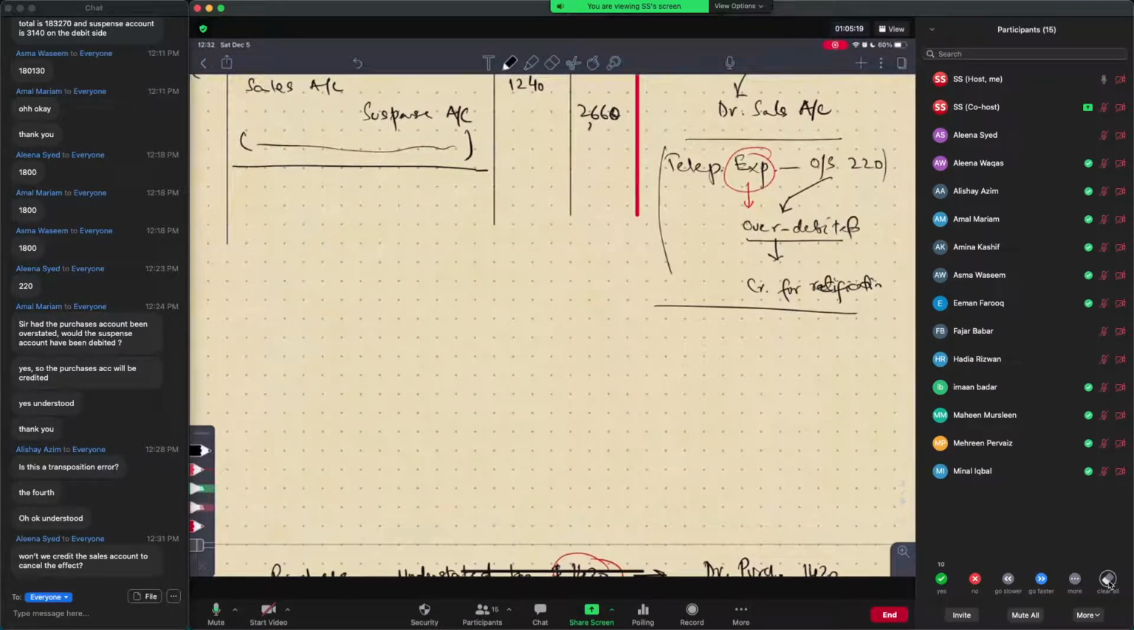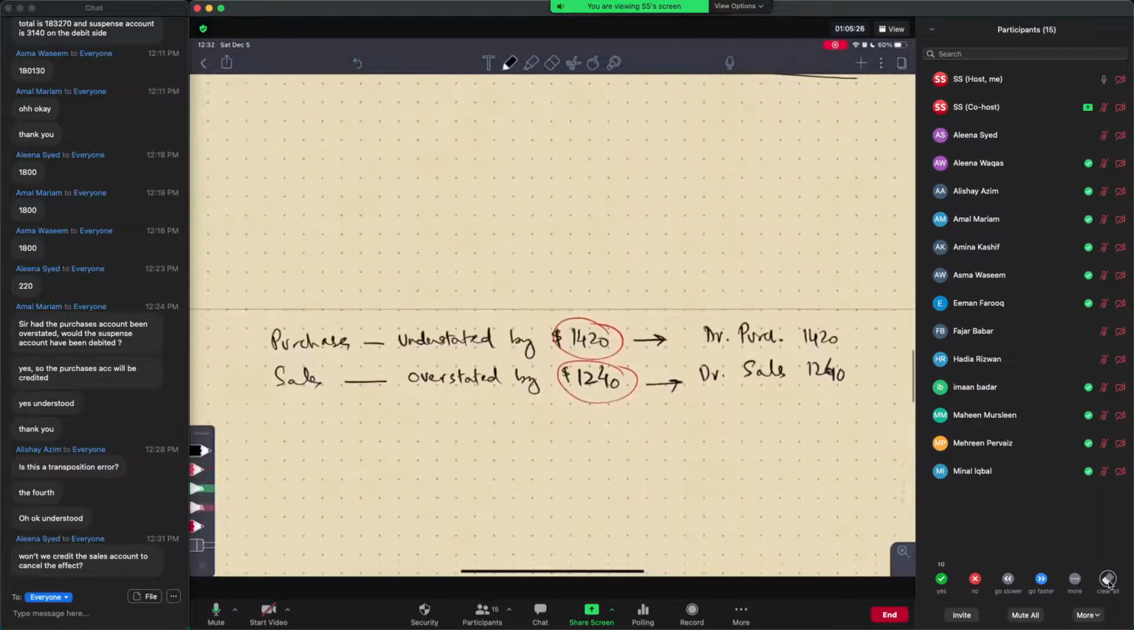Alina, नहीं समझ आया? Alina ने कुछ पूछा है. Won't we credit sales account to cancel the effect? No, sales account is an income. Overstatement means over credit. Sales is an income, right? So overstatement in sales account means over credited in the sales account. So over credit अगर हुआ है तो फिर rectification के लिए हम sales को debit करेंगे, right, Alina?